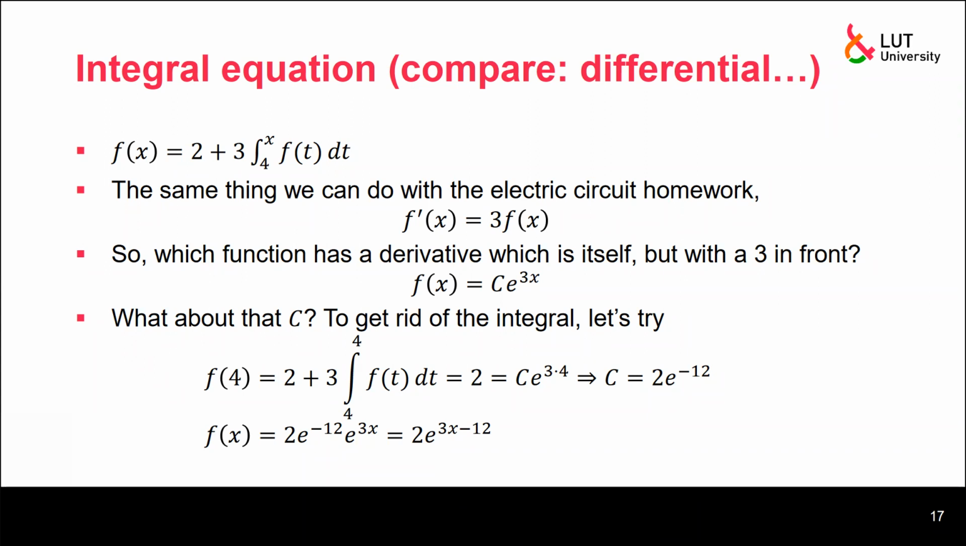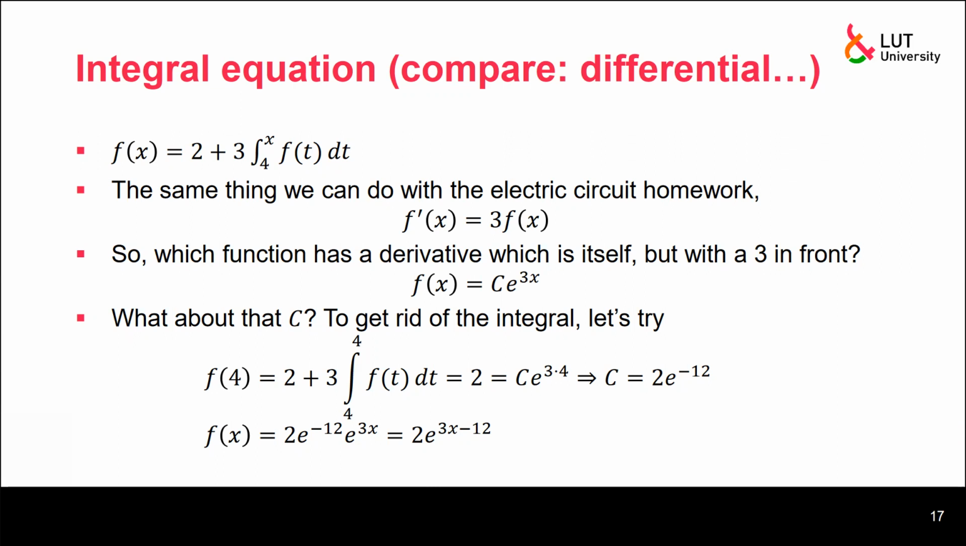Now we need to figure out what function has a derivative which is itself times 3. Well, if a function has a derivative that is itself, it would be e to the power of x. And then if we apply what would be the chain rule part here, what's inside the e to the x to get the constant 3, well, that's 3x. So f of x is some multiple of e to the power of 3x.